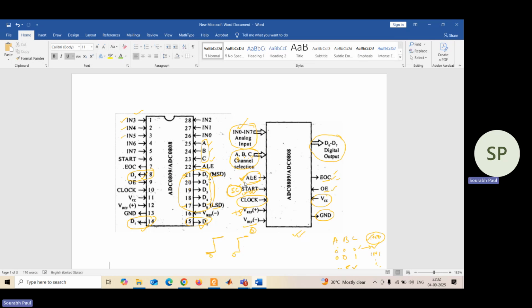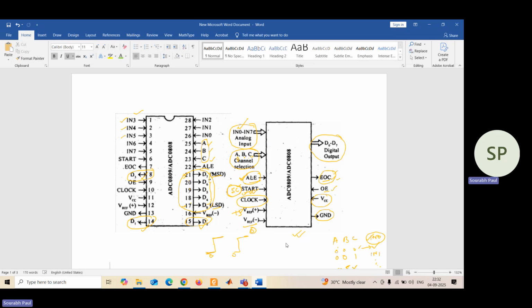Same thing, the way you have given a transition from 0 to 1 to activate the ALE, similar kind of thing you need to do for SC, that is known as start conversion. Now the next one is EOC. EOC is end of conversion.